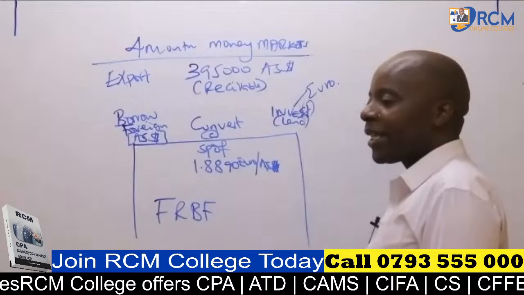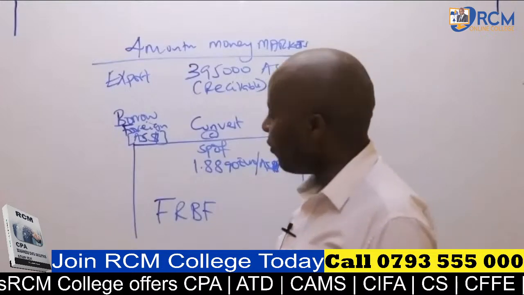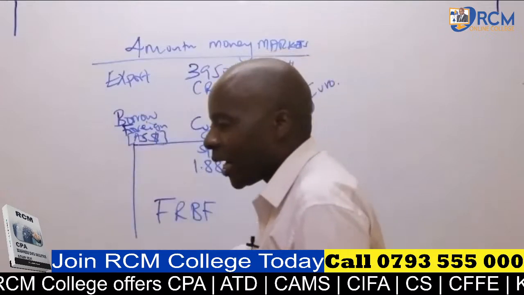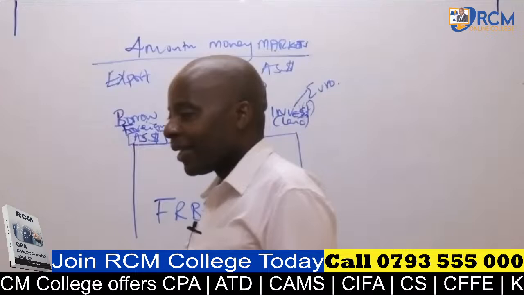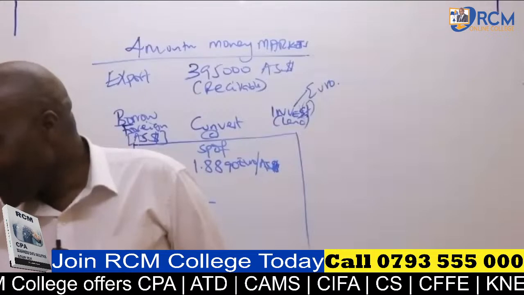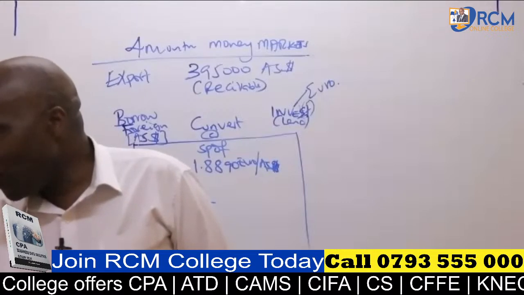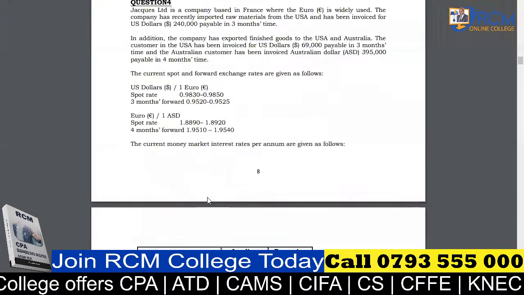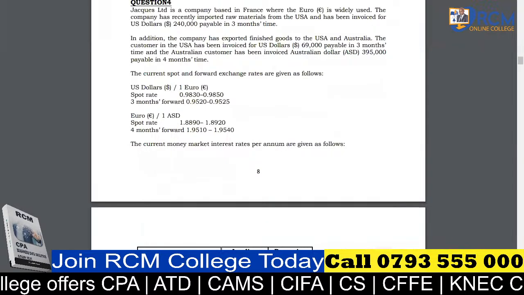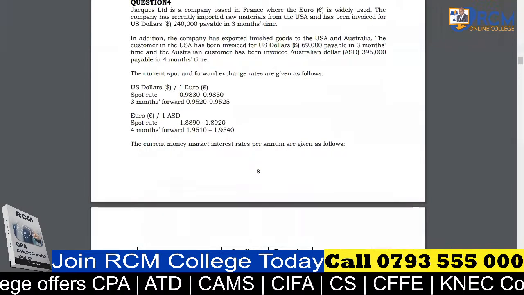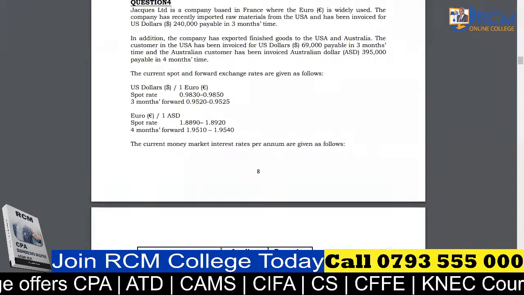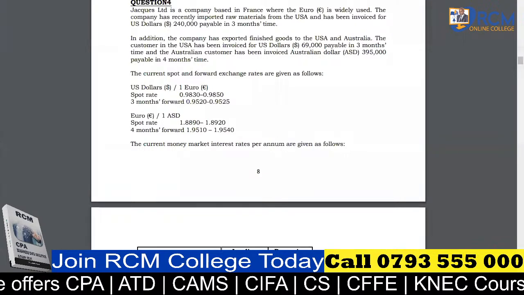Haya, sasa naomba mnifanyie favor. Nikienda kuboro Australian dollar, interest rate itakuwa gani? Unaona hapa lending rates. Nikienda Australian dollar, in Australia, I can see 14 and 16%. Of course, borrowing rate is always higher. So nikienda kuboro Australian dollar, nitachajiwa 16%.